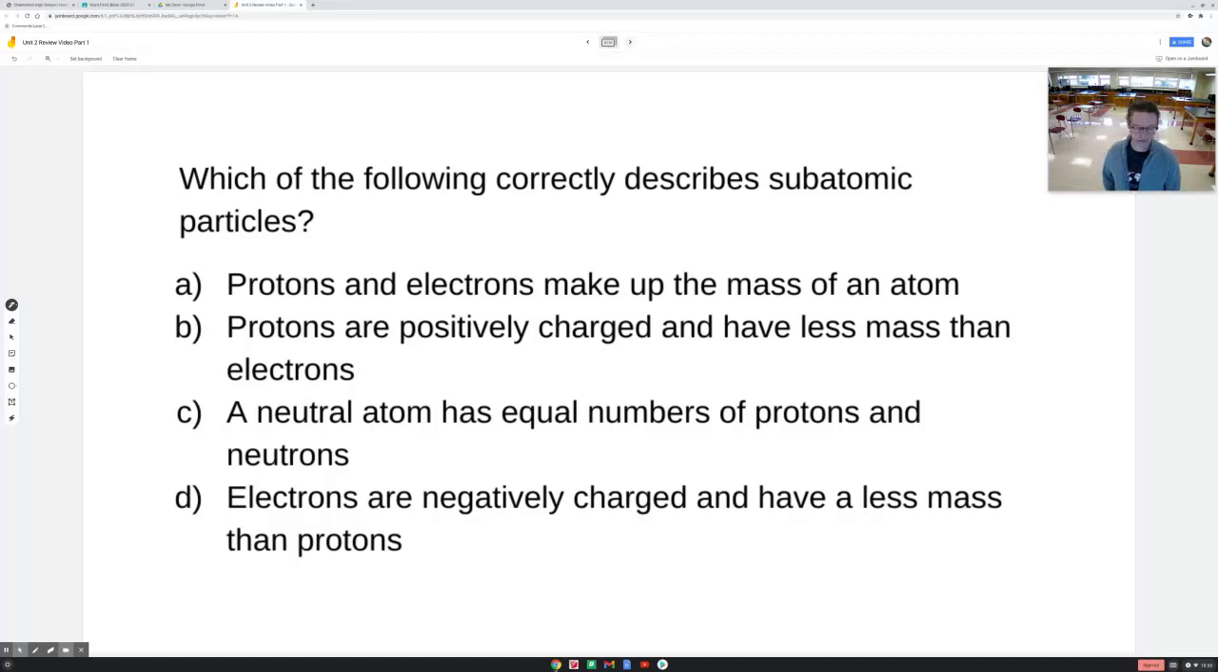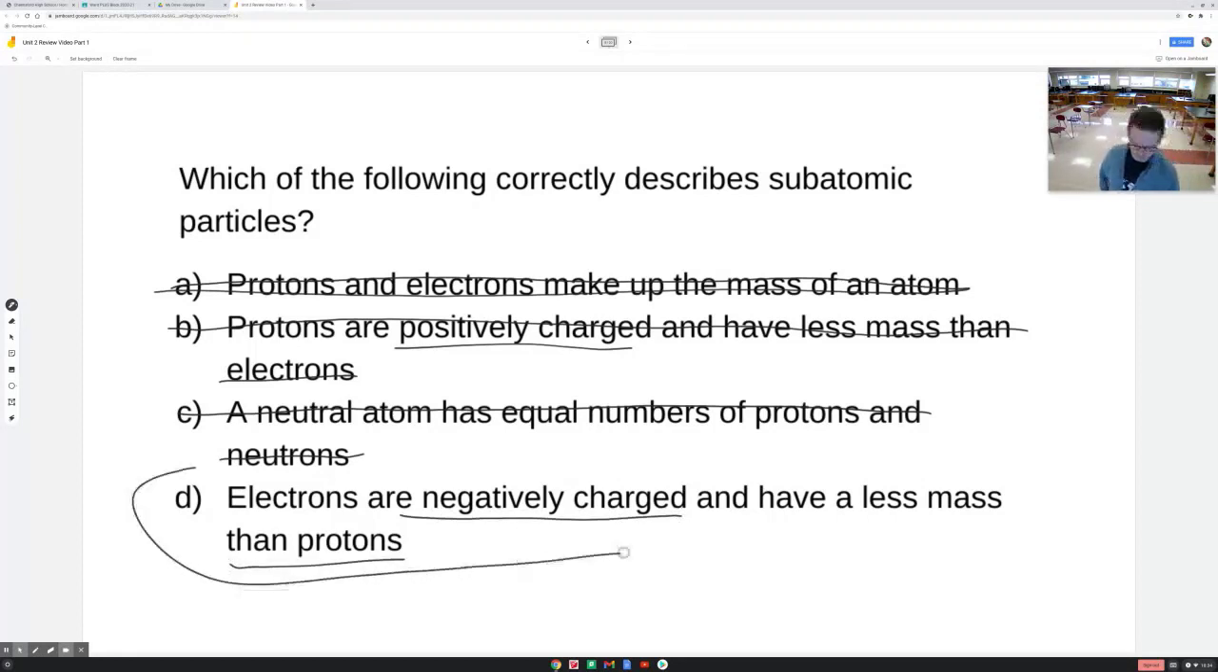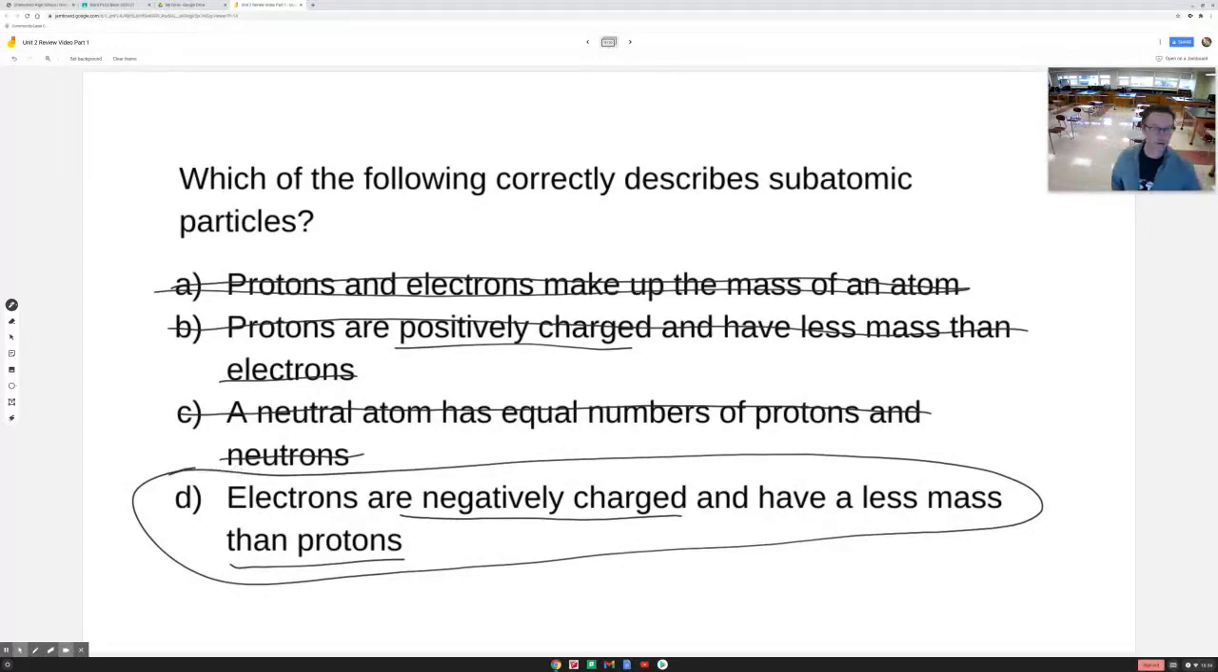Subatomic particle description. Protons and electrons do not make up the mass. We've already talked about that. Electrons don't affect the mass. Protons are positively charged. That's true. And have less mass than an electron? Nope, that's false. Electrons have almost no mass. Neutral atom has equal protons and neutrons? Nope. Protons are positive, neutrons are neutral. So the number of neutrons and protons is not related. They do affect the mass, but you don't have to have an equal number. Electrons are negatively charged, yes, and have less mass than protons, yes. So those are both true, which makes this the correct answer.